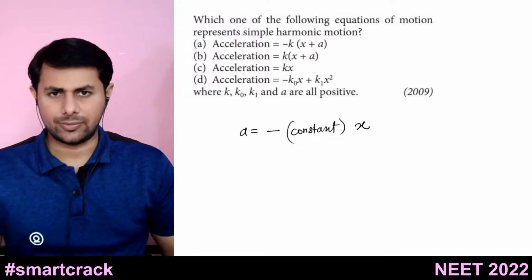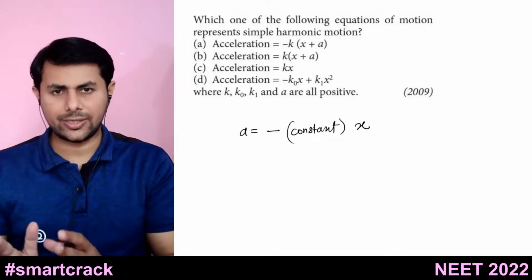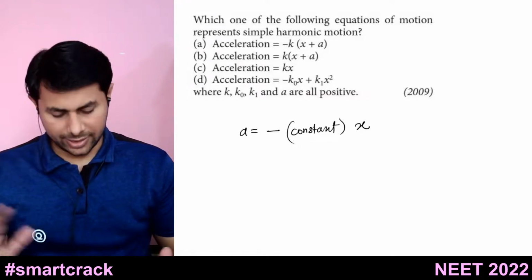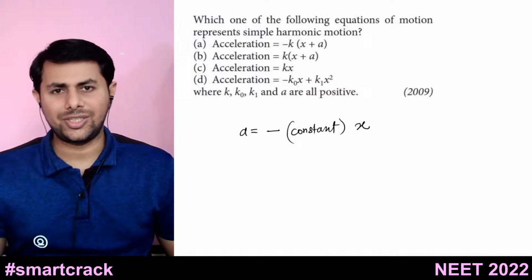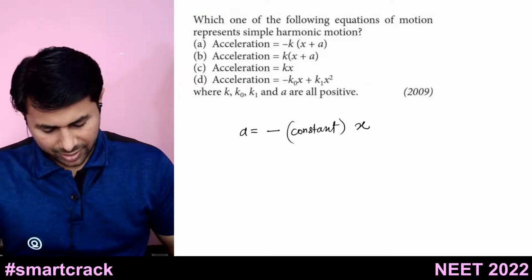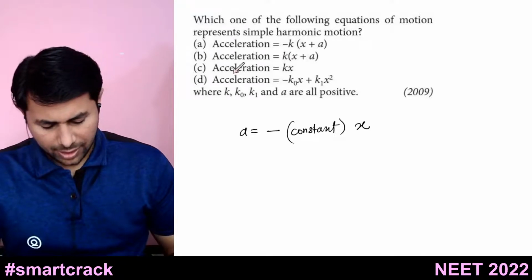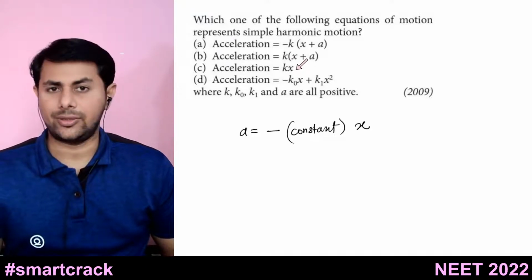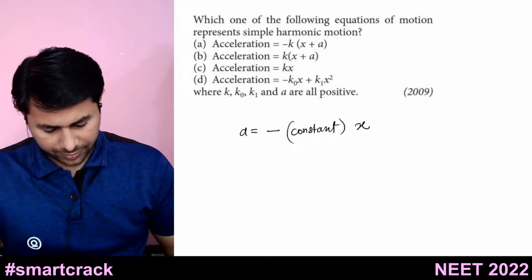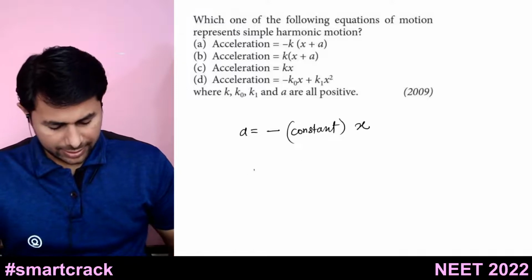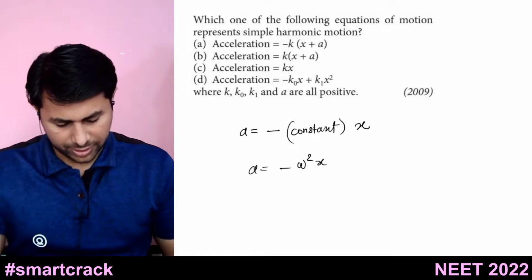This is not SHM. In SHM, acceleration is always some constant into x, not x plus a. Acceleration does not depend on the initial position. Acceleration is k into x, where the sign is positive, so this is not possible. Acceleration kx is again not true; it is minus some constant into x. Acceleration is minus omega square x, where omega square is some positive constant.